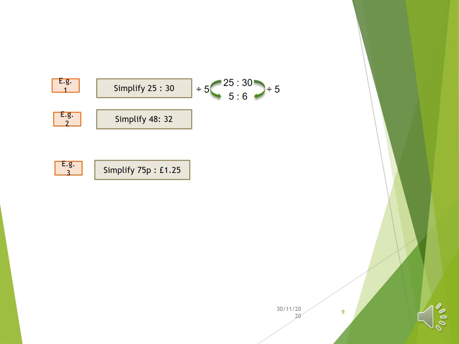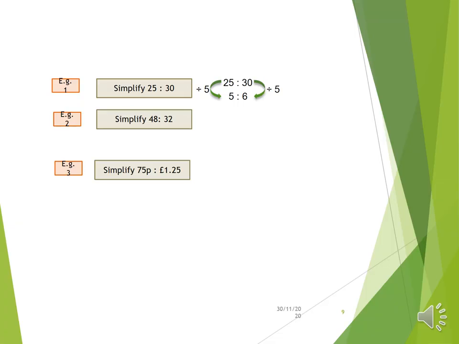Can you simplify any further? Is there a number that will go both into 5 and into 6 without any remainders? The answer is no. And because the answer is no, 5 to 6 is the simplified version of your answer, and it's in the simplest form. We can't make it any simpler.